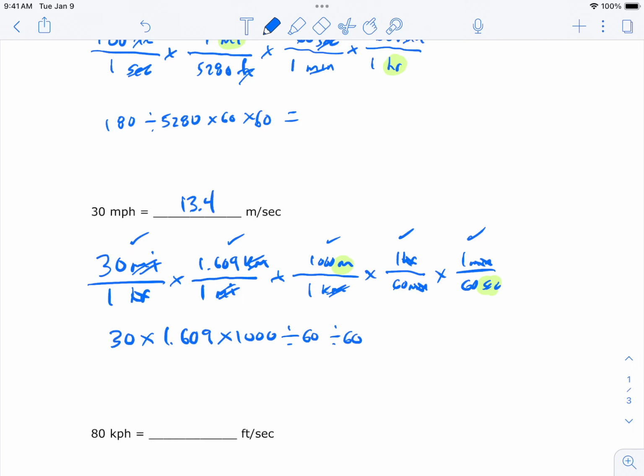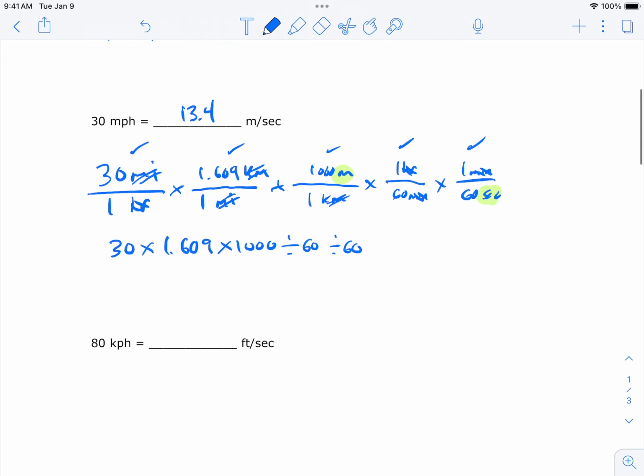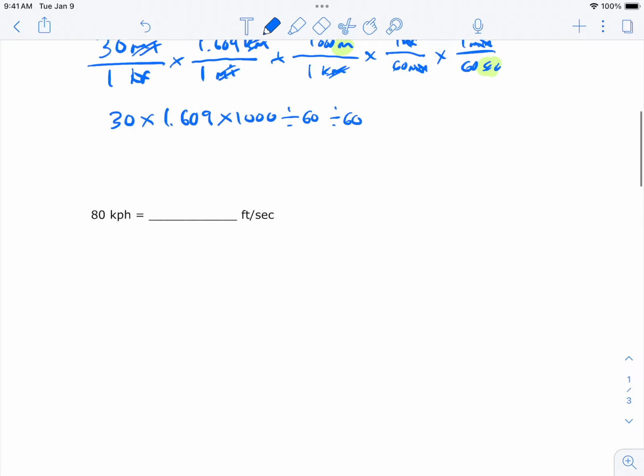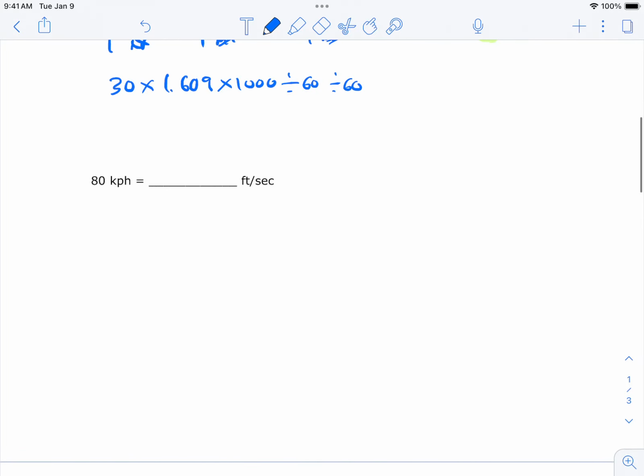So what have I got? I got 1, 2, 3, I got a 4. That's not so bad, I guess. I had to multiply 4 times to make my conversion. So again, canceling units is your friend here. Let's see. You want to try this one yourself? Try this one yourself. Now, kph means kilometers per hour into feet per second.